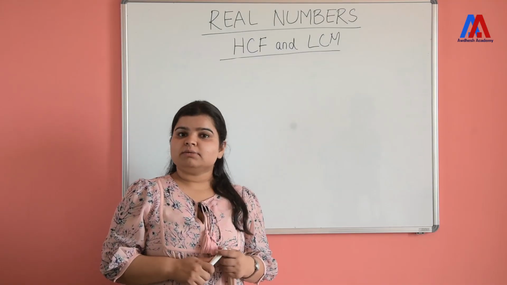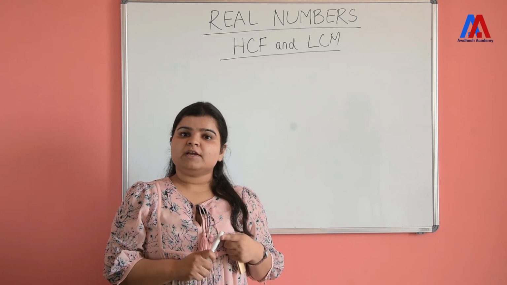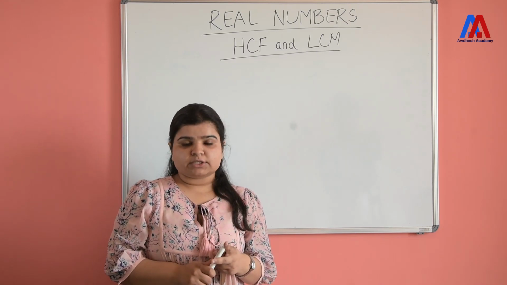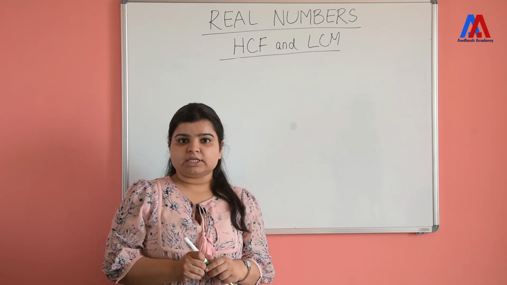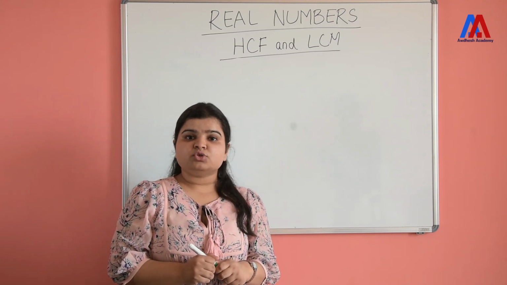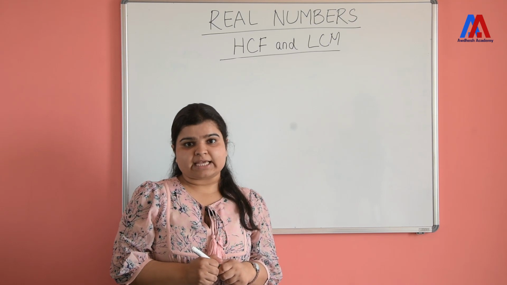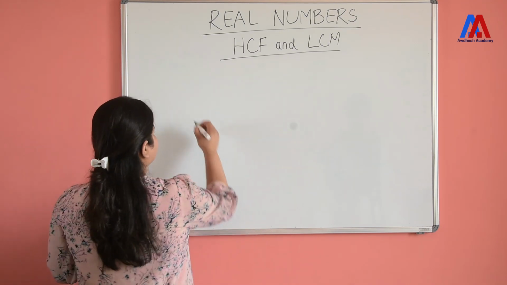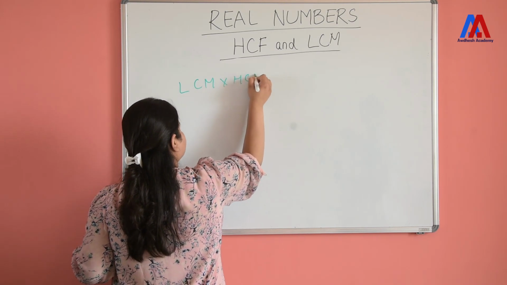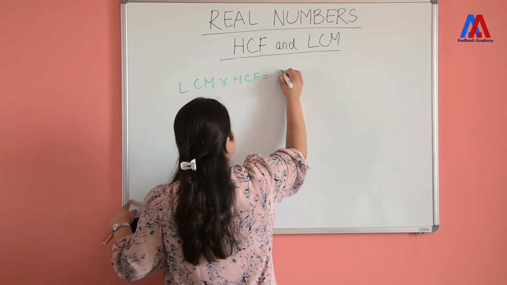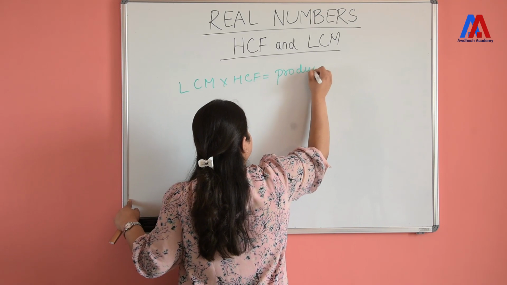So we have learned about the division algorithm, we have learned about the prime factorization method to find the LCM and HCF. Now we have an interesting property of LCM and HCF which may be useful for you in your exams. Now the property is LCM into HCF is equal to product of two numbers.